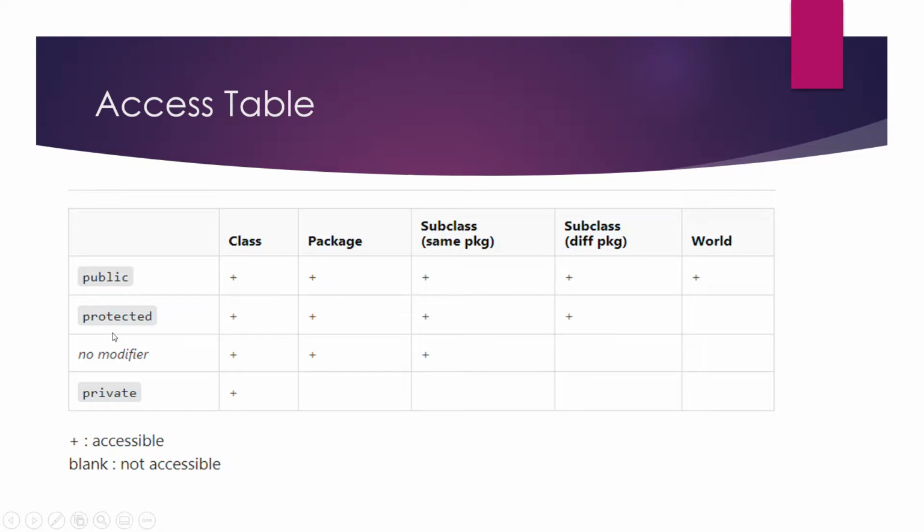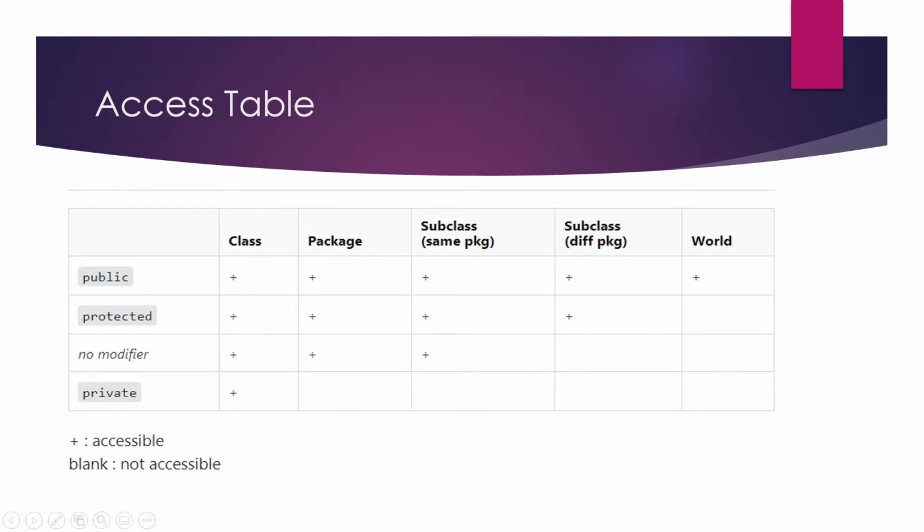Now let's come to protected and no modifier. There is only a slight difference between protected and no modifier. Protected can be accessible from the child class which is in a different package, but no modifier cannot be accessible even if it is a child class in a different package. That is the only difference between protected and no modifier. They can be accessible within the same class, within the same package, and within the subclass in the same package.